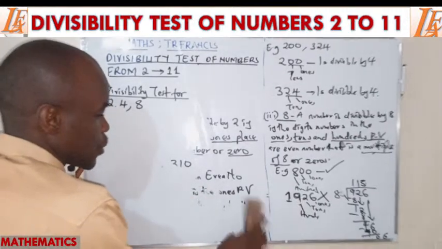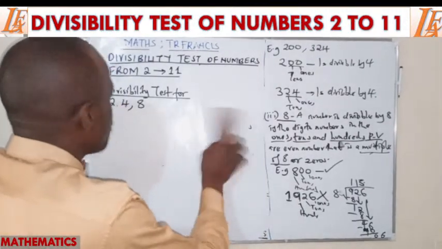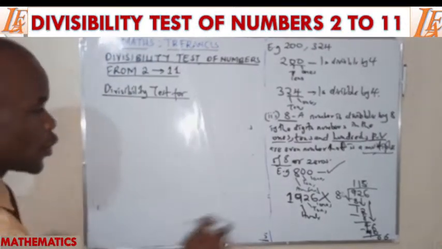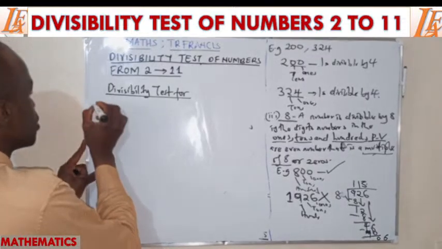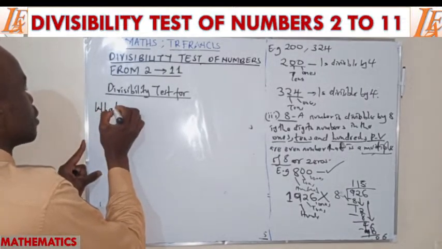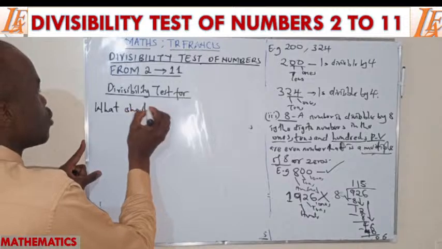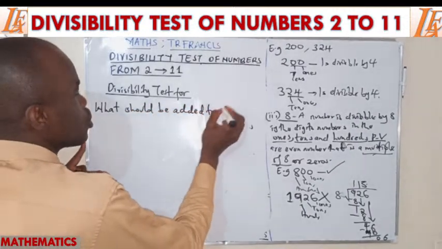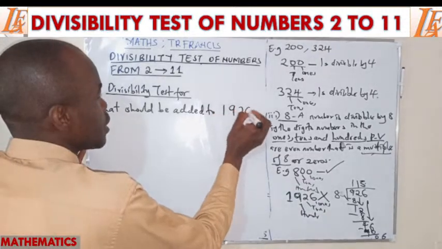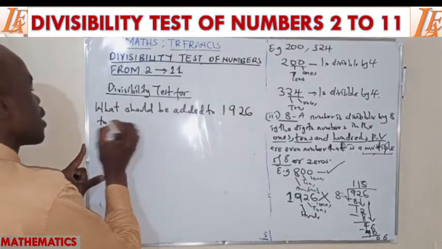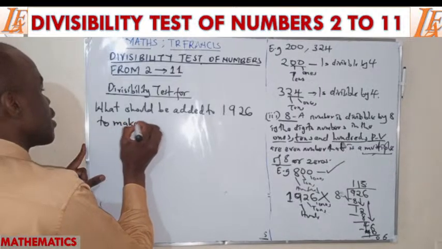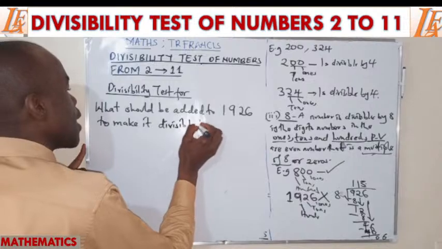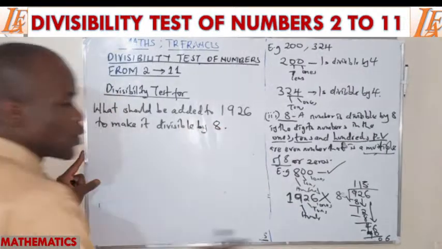Like in this case, you may be asked this question before we look at the other one. You'll be asked, what should be added to 1926 to make it divisible by 8? What we have done here.